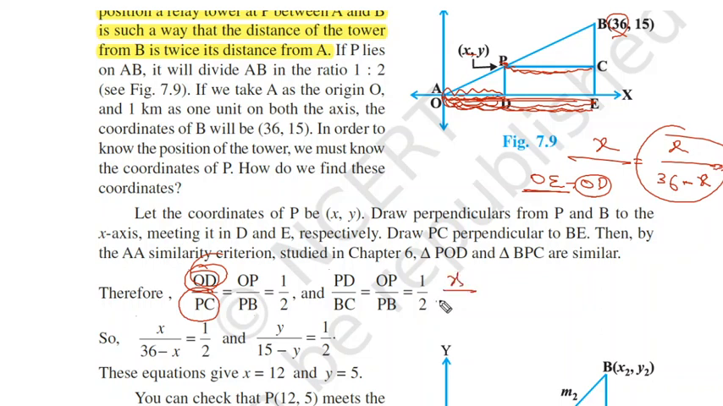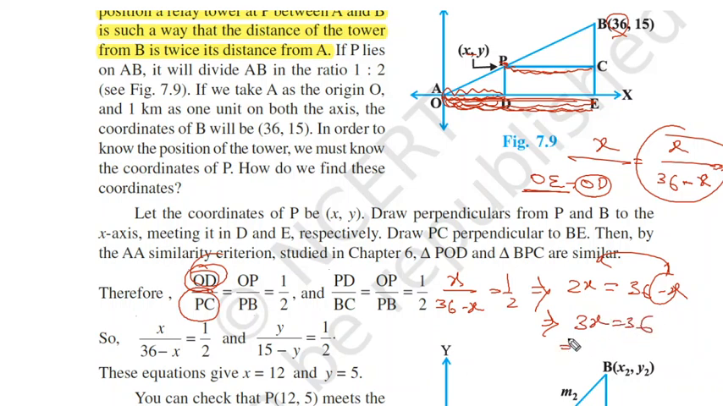So x divided by 36 minus x equals 1 by 2, which implies, now you cross multiply it. If you cross multiply, 2 into x will be equal to 36 minus x. Now you bring the minus x to the LHS, so 2x plus x will be 3x equal to 36, which implies x equals 36 by 3, which is equal to 4.